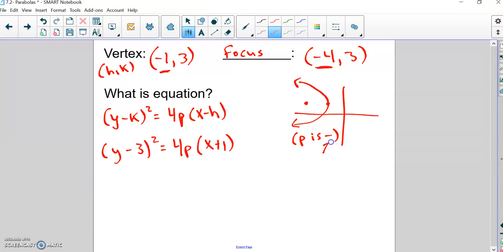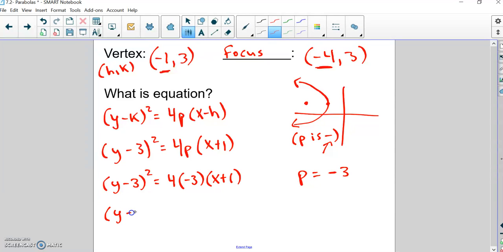And remember, p is negative in this case because it opens to the left. So I'm going to make a note here. p is equal to negative, and it has a distance of 3. So when I plug in this final information, what I see is (y - 3)^2 = 4 times -3 times (x + 1). Remember, that 4 is always going to be there. And I don't have any issue with leaving your final answer like this. Or if you want to, you can distribute 4 times -3, and you get -12 times (x + 1). Okay, so there would be an example of one other type of word problem.